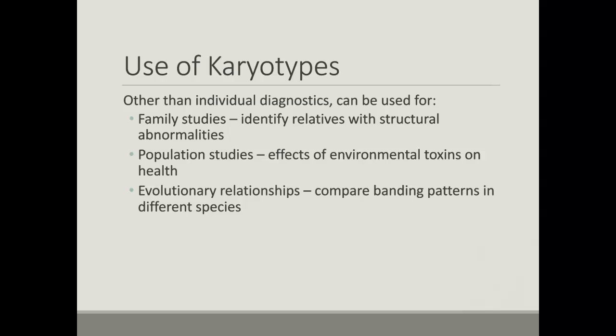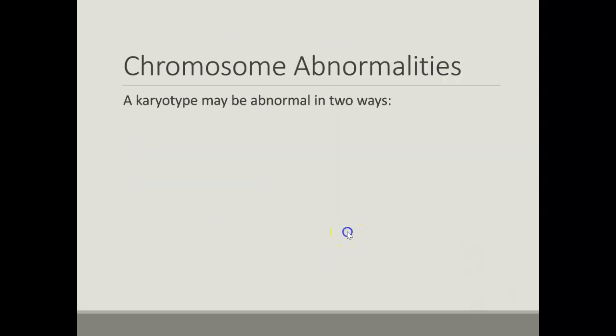We can also look at evolutionary relationships, the banding patterns that we see, the heterochromatin and euchromatin that I mentioned. They're very species specific. However, you can also tell a lot about how related two species are by comparing those banding patterns and seeing how closely they match up.